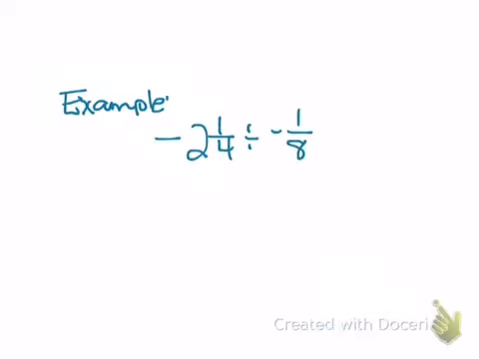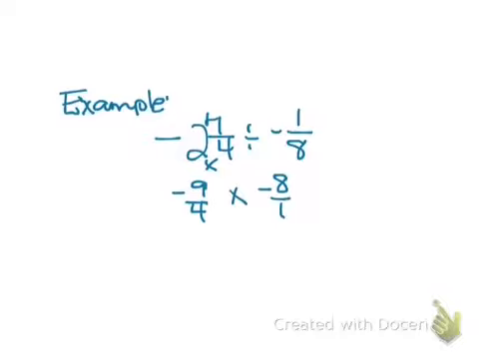Now this example has a mixed fraction, so I'm going to change the -2 1/4 to an improper fraction by multiplying 2 times 4 to get 8 and adding the 1, which is -9/4. By the way, negative divided by a negative will give us a positive. So the -9/4, keep the same denominator. I'm going to keep it. I'm going to change the division to multiplication, and I'm going to flip the second fraction.